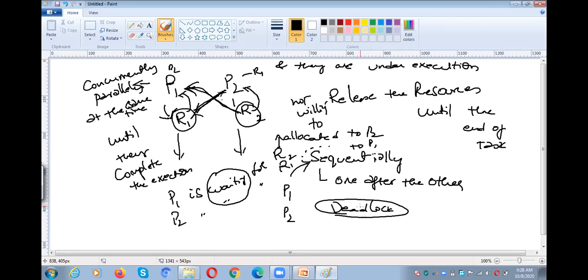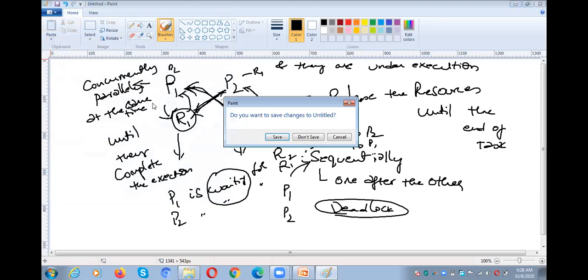Likewise, deadlock is a situation where the process cannot continue its execution. It creates such a situation, right? So that is called a deadlock. And then what is a system model? This is about deadlock.